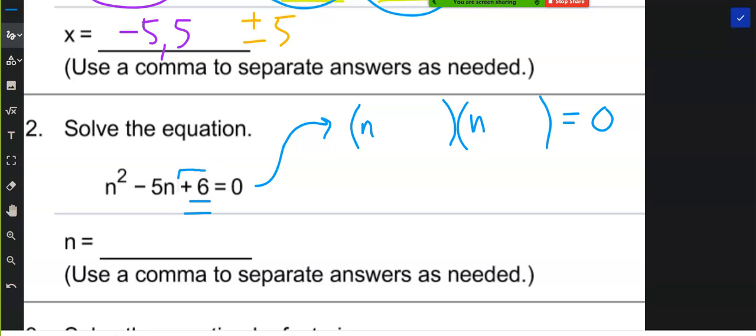If it's multiplying to a positive number, then either they're both pluses or they're both minuses. Which do you think it has to be? Both minus, you are correct, because since they have to add to a -5, we would have to have both minuses.